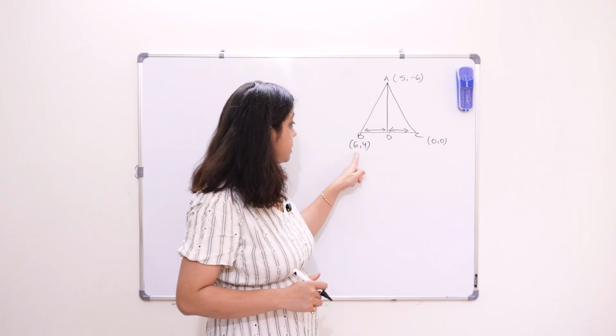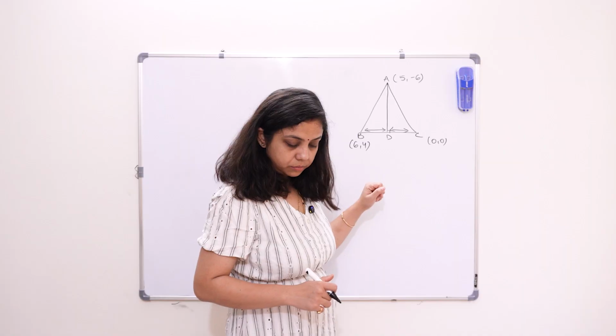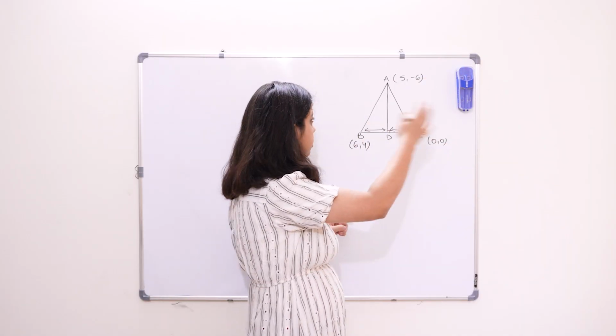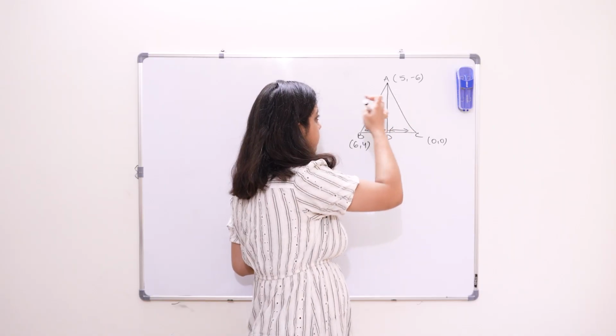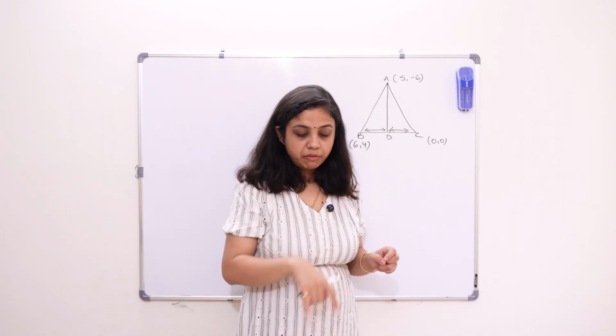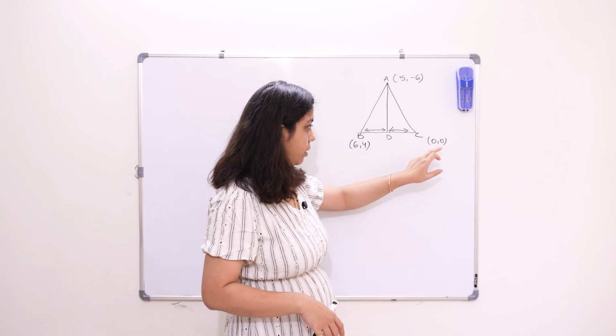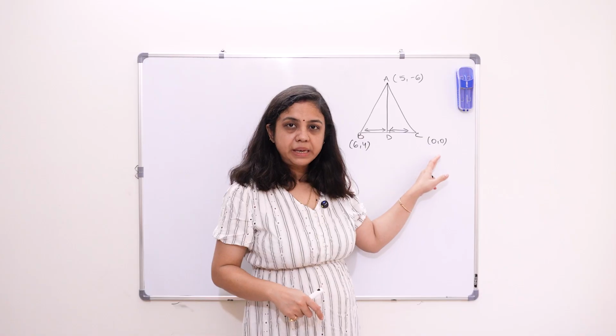Now let's understand 6, 4. It is forming on the other side of the triangle, which means on the first quadrant. And this is 5, 6. Okay, so 0, 0 being the origin.